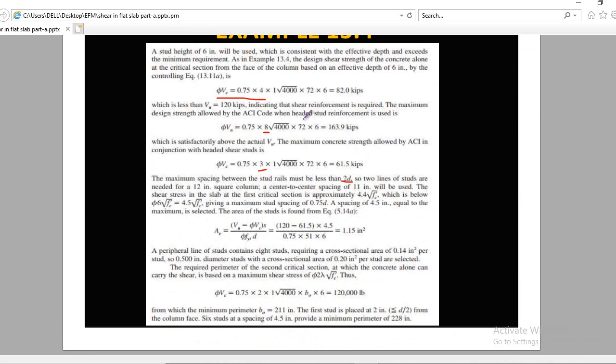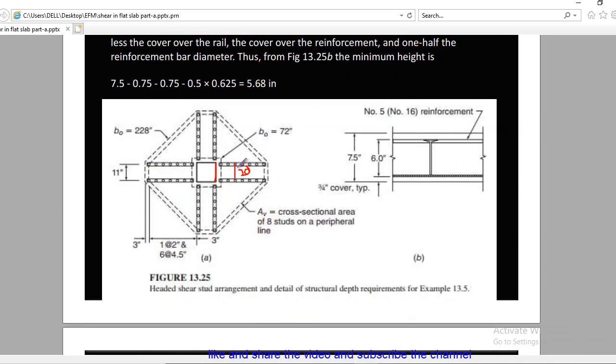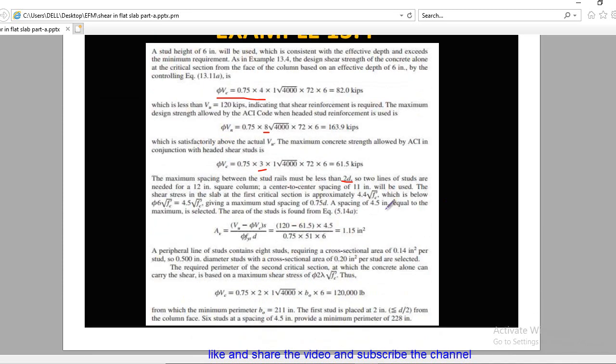These are the ACI criteria. So 2 lines of studs are needed for a 12-inch square column. A center to center spacing of 11 inch will be used. Now this distance is 11 inch center to center, and the shear stress in the slab at the first critical section is approximately 4.4 root fc prime, which is below 6 root fc prime.